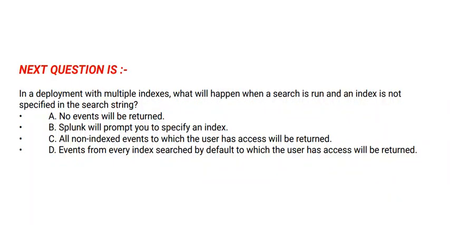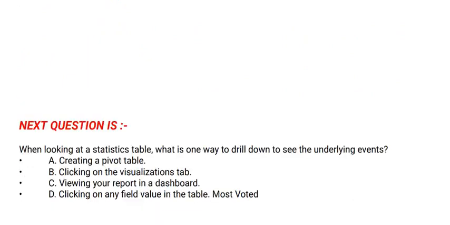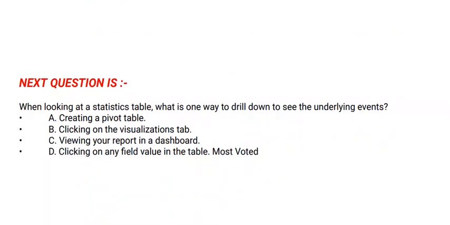The correct option is option D. Next question is, when looking at a statistics table, what is the one way to drill down to see the underlying events? Options are, option A, creating a pivot table. Option B, clicking on the visualizations tab. Option C, viewing your report in a dashboard. And option D, clicking on the field value in the table, most voted.